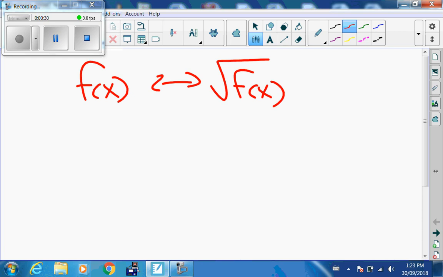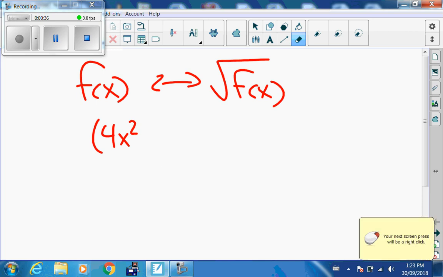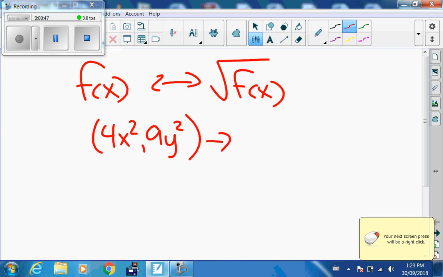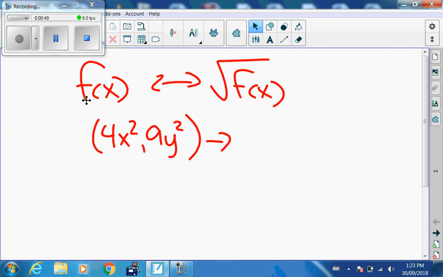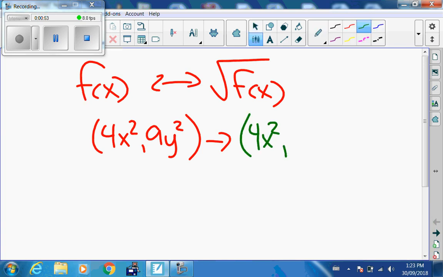So again, if you imagine something like 4x squared, comma 9y squared, or a squared, b squared, something like that. If this is on f at x, then the mapped point would be still 4x squared, comma 3y. So you take the square root of the y coordinate, not the square root of the x coordinate.